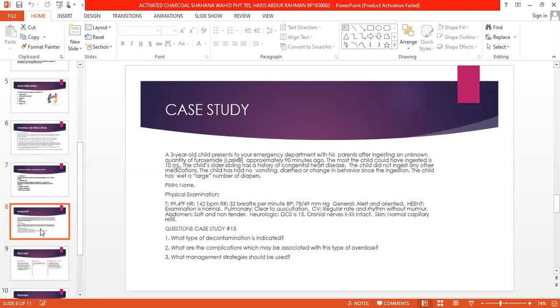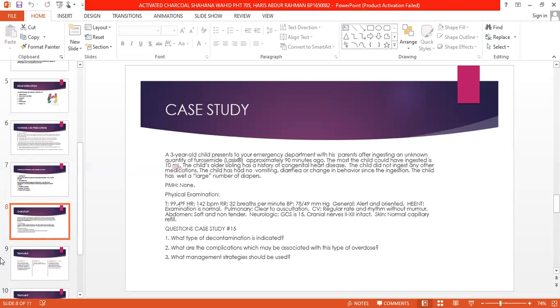The child's older sibling has a history of congenital heart disease. The child did not ingest any other medications. The child had no vomiting, diarrhea, or change in behavior since the ingestion. The child has wet a large number of diapers. PMH, none. Physical examination, okay.